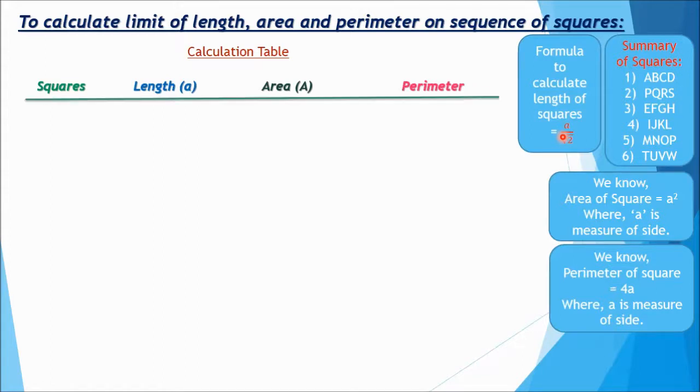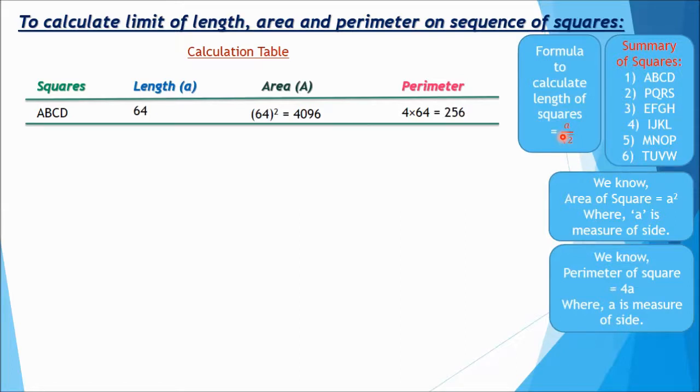Now square ABCD, its length is 64. That means the value of a is 64. Its area will be a square, that means 64 square, that is 4096. Now perimeter will be 4 into 64, that is 256. Now for the first square there is no problem.